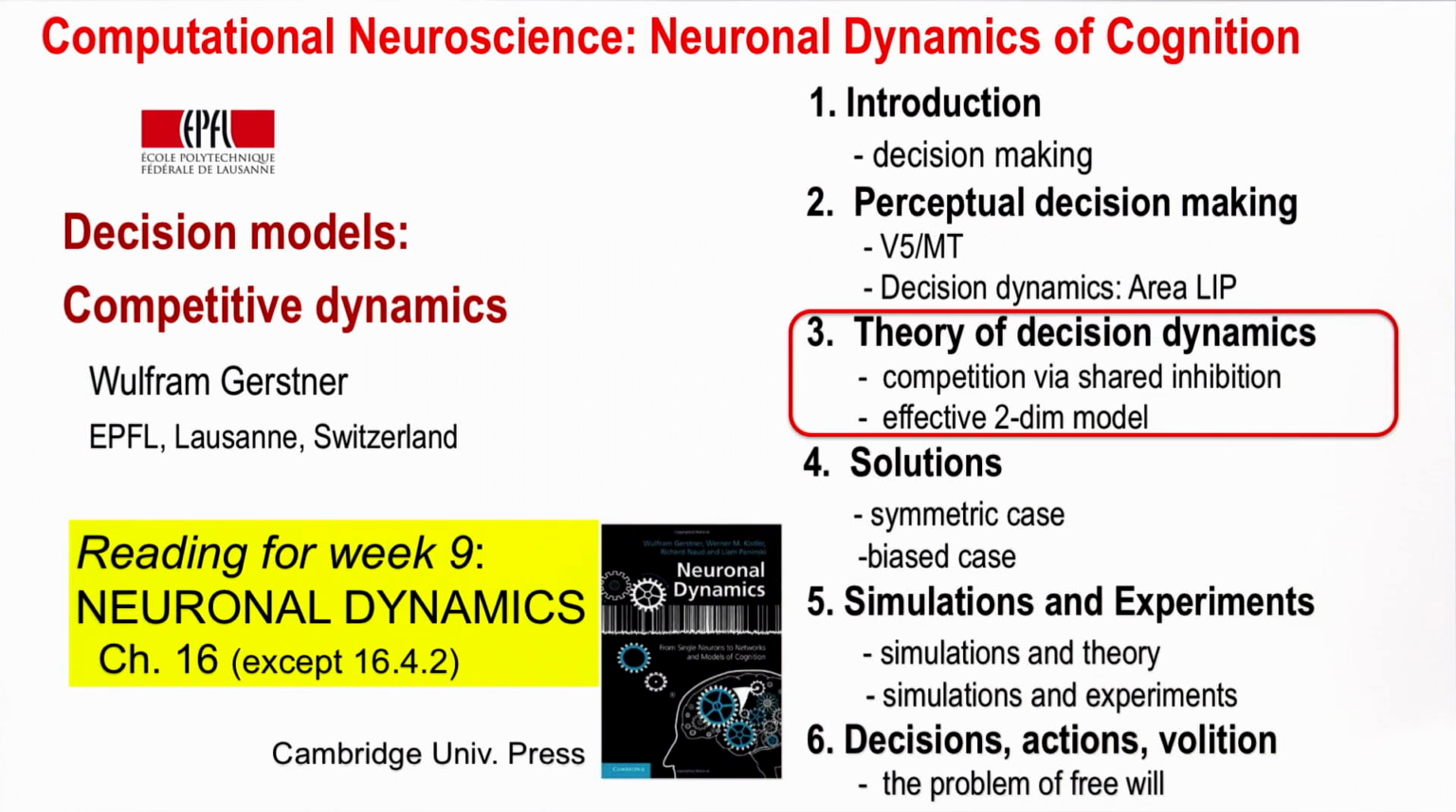So welcome back to the class Computational Neuroscience, Neural Dynamics of Cognition. I talked a little bit about experimental data related to decisions, but now let's turn to the theory of decision dynamics and we'll work with populations of neurons that share inhibition.